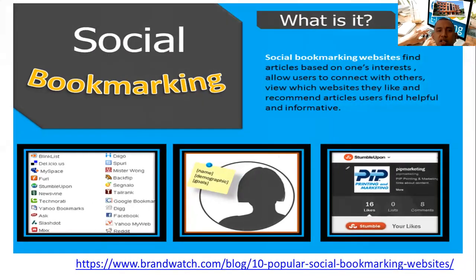And there is social bookmarking. What is social bookmarking? A social bookmarking website finds articles based on one's interest and allows users to connect with others about which websites they like, and recommend articles users find helpful and informative. There is a playlist here. One of them that I know is Facebook. Maybe social bookmarking also includes WhatsApp.